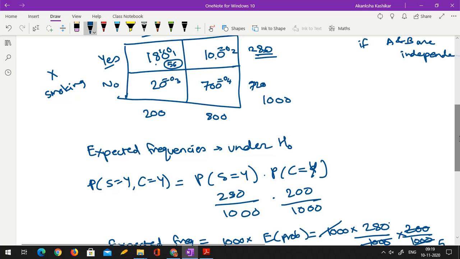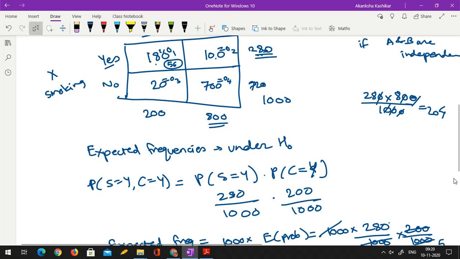Similarly, I have to compute for other cells what are the expected frequencies. So for this cell, it would be this total into this total divided by 1000 two times into 1000 one time. So basically we are taking 1000 only once. So 280 into 800 divided by 1000. So the general formula is column total of that column, row total of that column divided by total number. So 1, 2, 3 gets cancelled, 1, 2, 3. So I am left with 204. Okay. So we have 204 as expected frequency here.